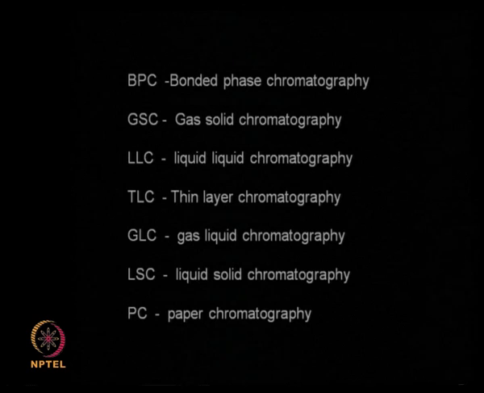So if you look at the stationary phase, it could be a bonded phase, you could have a gas solid, you can have a liquid liquid, you can have a gas liquid or liquid solid and so on. So all these various combinations are possible. So that particular table was trying to differentiate between the structure of the chromatography, whether it is a paper or a planar or whether it is a column or a tube. It was not talking about the physical principle.